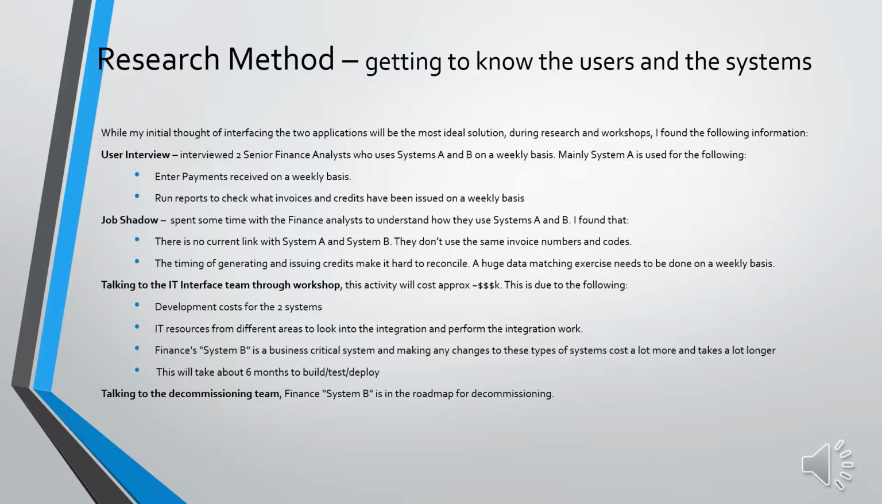The senior finance analysts mainly use System A to enter payments that they receive on a weekly basis. Then they also run some reports to check what invoices and credits have been issued in that week. And the idea, which I found through job shadowing, is that they have to replicate that information from System A onto System B. The issue is that there's no current link between the two systems. They don't use the same invoice number, they don't have the same codes.